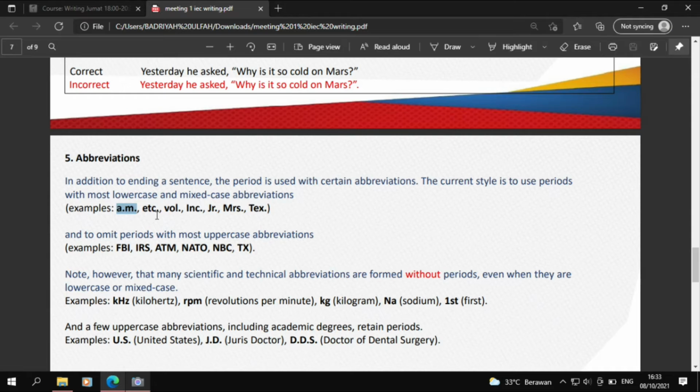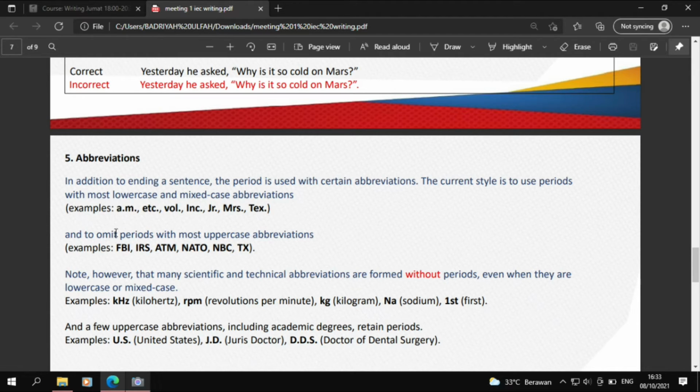Dan lain-lain harus ada titik di ujungnya. Vol, volume, ink, gr. Nah, ini juga yang paling sering adalah Mrs, Miss, Mister. Ya, setelahnya itu wajib diletakkan titik. And then some other abbreviations, tapi ada katanya we omit periods with most uppercase abbreviations.